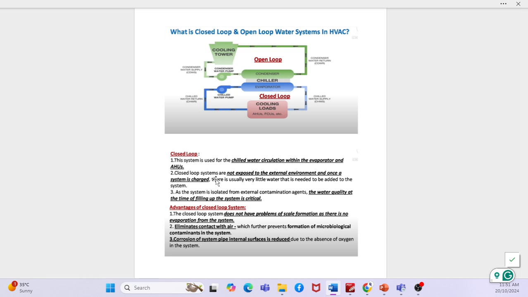Not like the open system, where you have a cooling tower and you will do a lot of blowdowns, right? So you will add more water. Okay, so if you add more water, then you need more chemical treatment, right? So that is why we have two different types of system: open system and closed system.